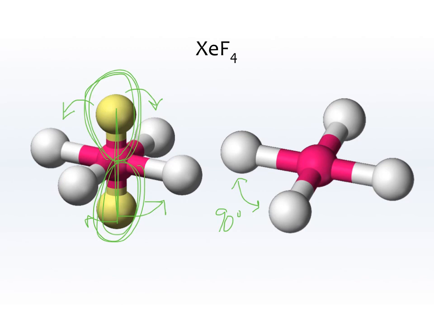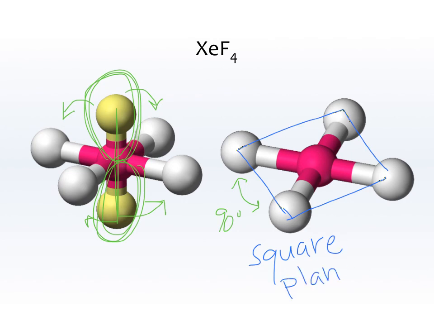So for my shape, this kind of looks like a cross. But instead of thinking of it as a cross, let's connect them a different way and make it look like a square. Square planar, to be exact, because it's flat in a two-dimensional plane.